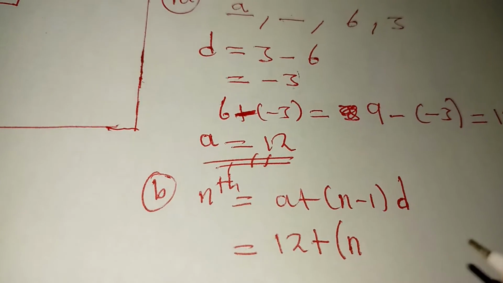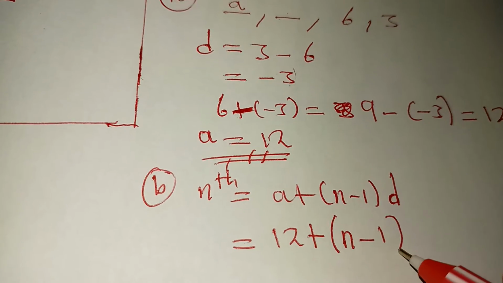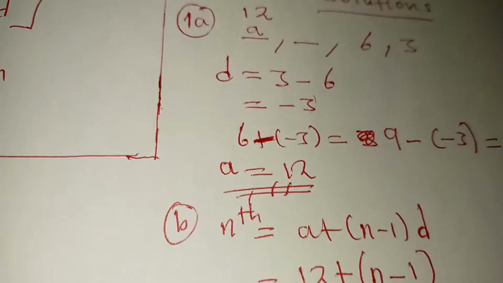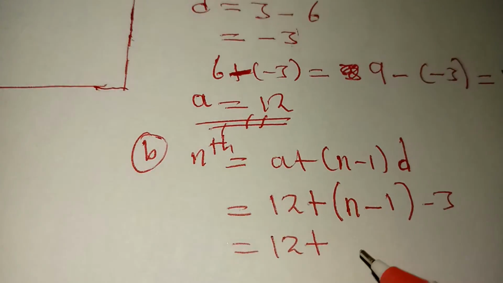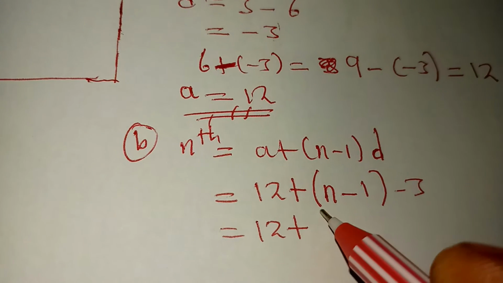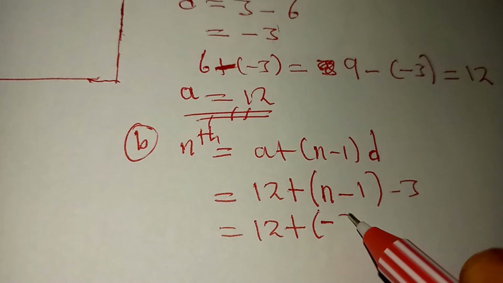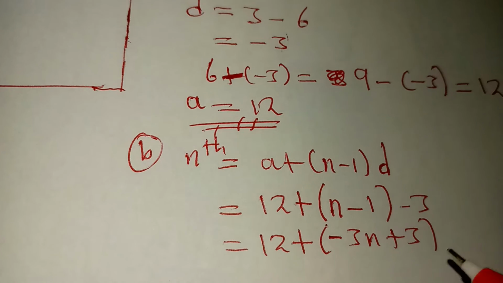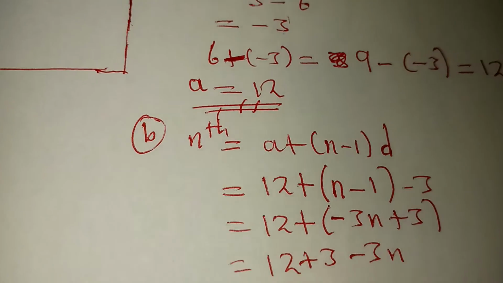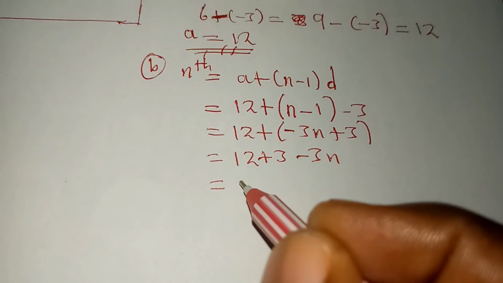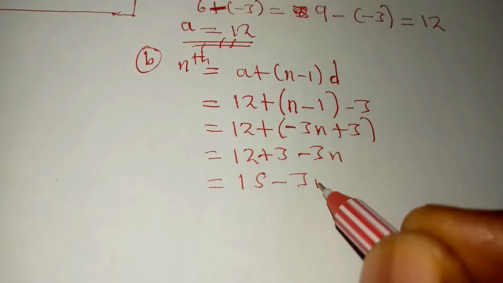They are asking us to find the nth term, meaning n will not be substituted, since we have not been given it. So it will just be like that. Minus 1, multiplied by the common difference that we found, which is negative 3. Then this will be 12 plus negative 3n plus 3. Finally, you have 12 plus 3 minus 3n. Then the answer there will be 15 minus 3n.